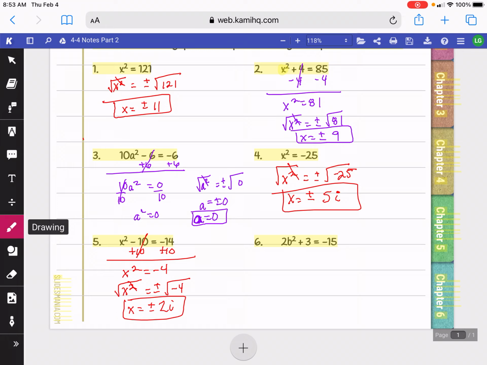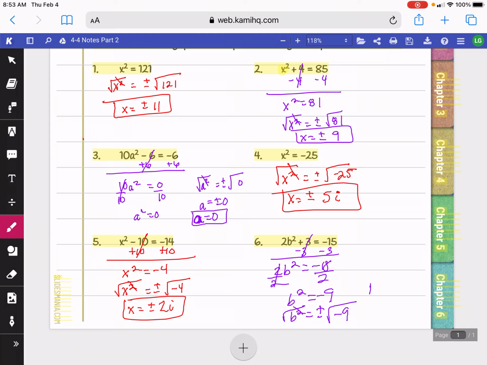Now we look at our last problem here. I'm going to do the same steps. I'm going to try to get b by itself. So I need to undo the 3 first. So I get 2b squared equals negative 18. And then I can divide both sides by 2. So I get b squared equals negative 9. Now I can take the square root of both sides. So when you do square root of 9, it would be 3, but since it's square root of negative 9, it's 3i. So b could equal positive or negative 3i.